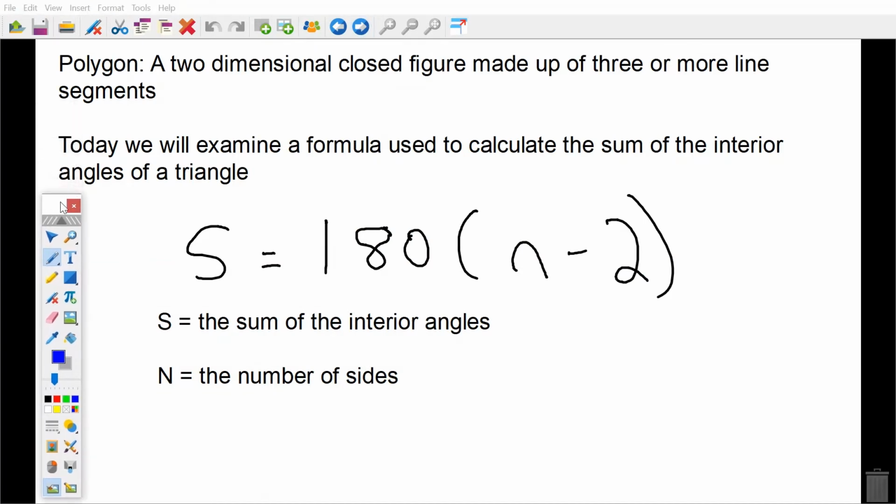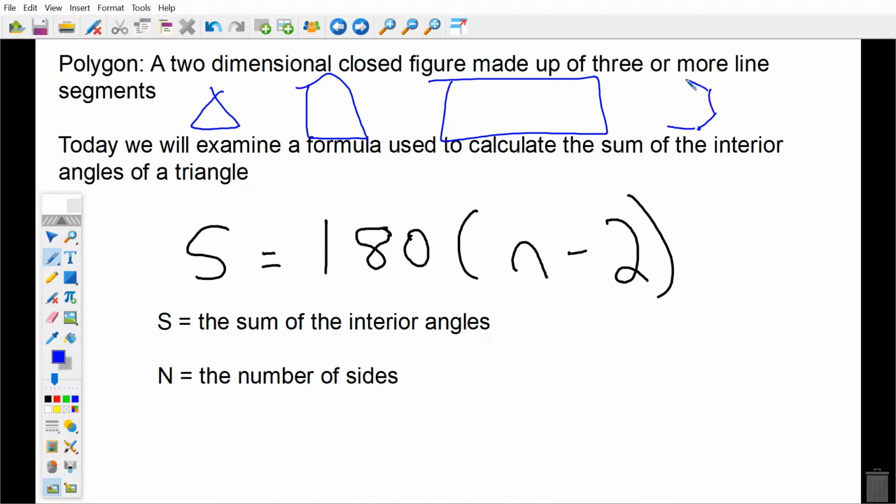The first thing to understand is what a polygon is, which is a two-dimensional closed figure made up of three or more line segments. So a polygon could be anything from a triangle to a square to a rectangle to a hexagon, pentagon, octagon, all that stuff.